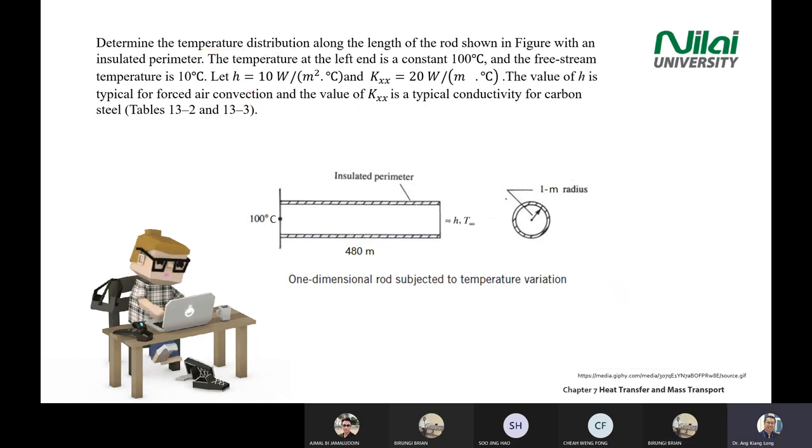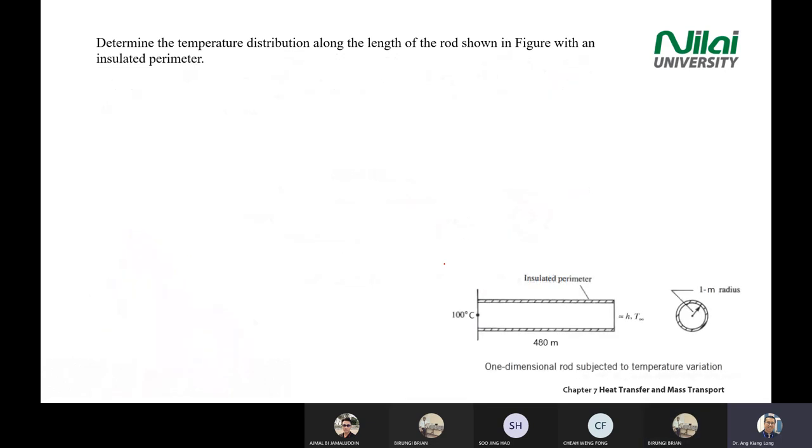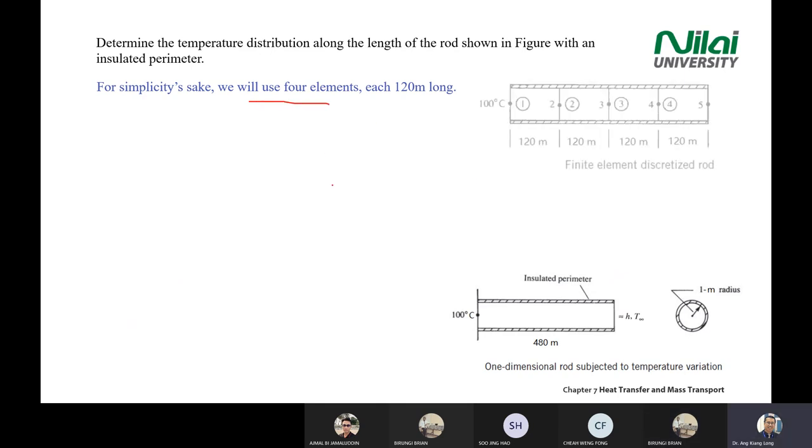All right. So let's look at the application of the equation. How do you solve this kind of problem? Again, the steps are quite standard. If you look at chapter 7 questions, the steps are always the same. So the first step is you do the meshing part. You do the discretization, meaning you break this diagram into certain sections. In this case, we use four elements. In the exam, you'll be told to break into how many elements.